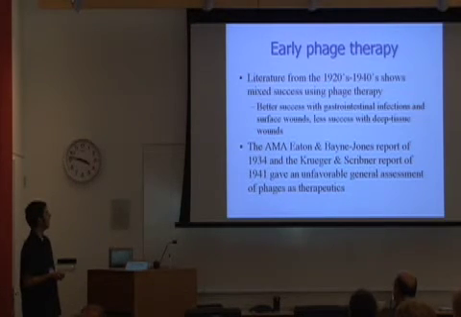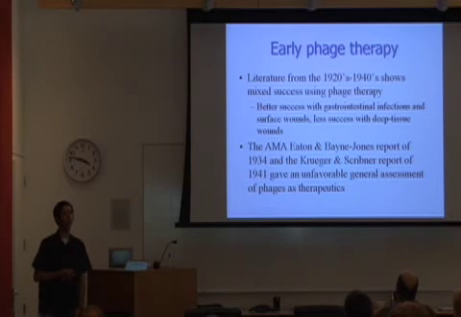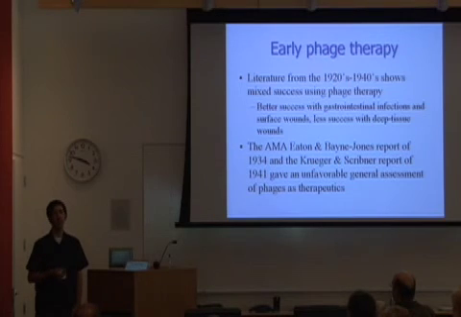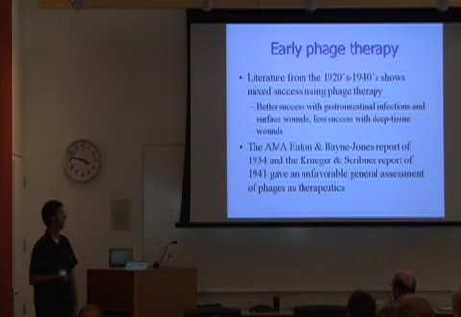And so the research continued through the 20s, 30s, and into the early 40s. But there were a couple of reports, in particular this one from the American Medical Association by Eaton and Bayne-Jones, which came out in 1934, which gave a not very favorable overall review of phages as antimicrobials. But you have to keep in mind that people didn't really know what phages were. One point that the report makes is that they actually think that phages are not even alive, and that they're not actually viruses at all, so this whole thing is hokum. And of course, they were completely wrong, but that still held a lot of sway at the time.